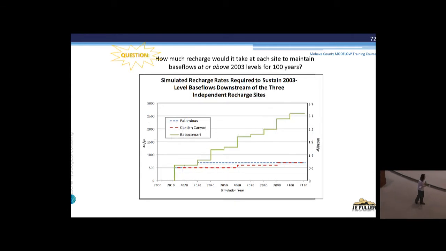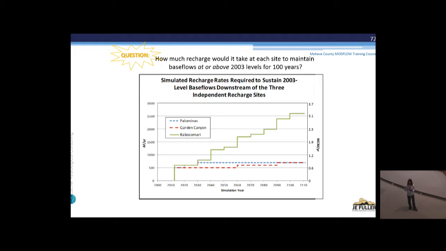And so we did that for the other two sites as well, and what we found out was that the sites on the main stem of the San Pedro really required very little additional water over time. I mean, very little compared to the Babocomari. 500 to 600 acre-feet at Garden Canyon in the middle, and way down in Palominas, about 700 acre-feet, was enough to keep those systems from diminishing over time based on the simulated conditions. And this was a big turning point in people's thinking in this basin.